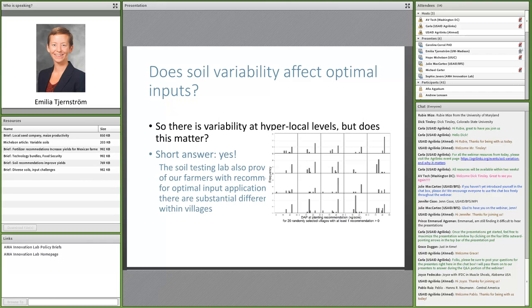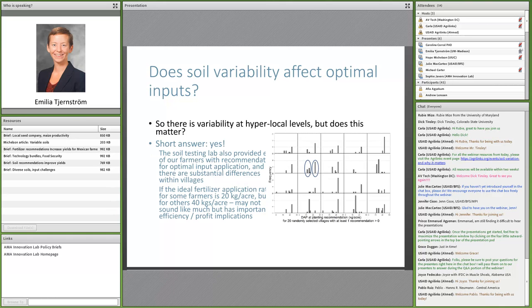The short answer to the first question is yes, it seems like the optimal input varies quite a lot within a village. Our soil testing lab also provided each of our farmers with a recommendation for the optimal input application for a variety of fertilizers, and there are substantial differences within villages. These graphs show 20 random villages and the recommended level of DAP per acre for those samples. The two blue circles show that for some farmers the ideal application rate might be 20 kilograms per acre, and for others as much as 40, which may not sound like a lot, but it can have very important profit implications if you're a smallholder deciding how to allocate a limited budget.